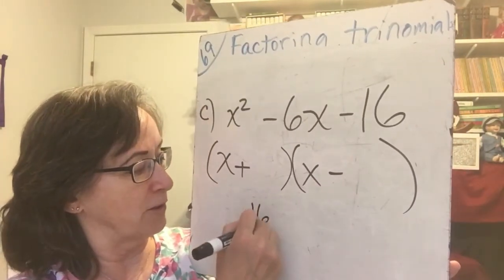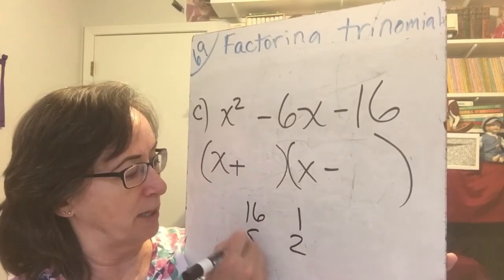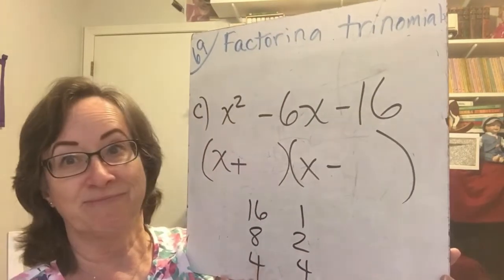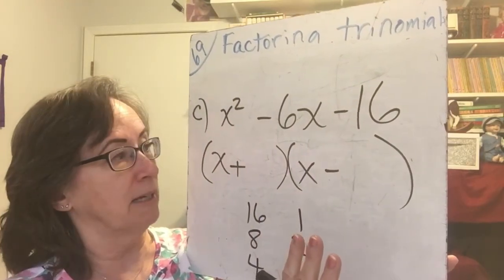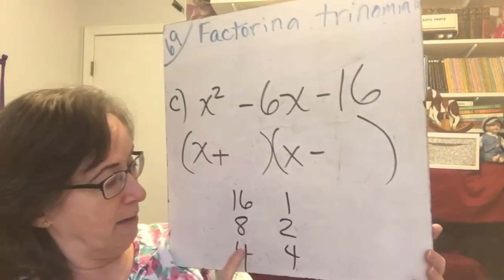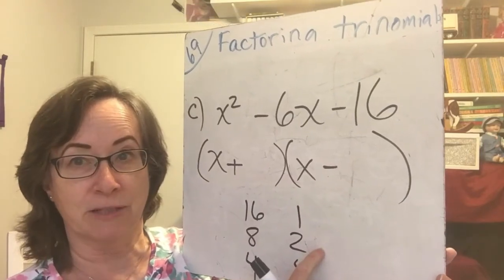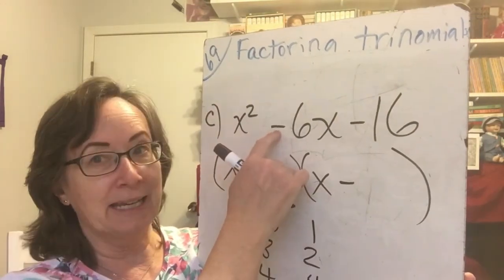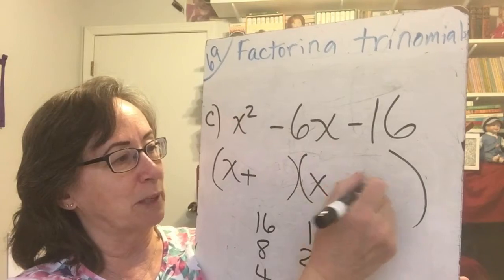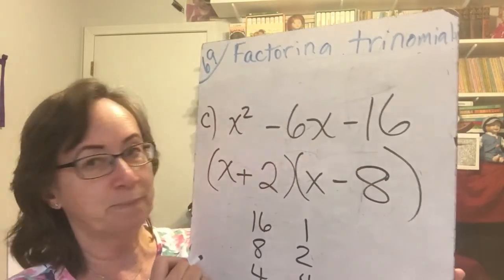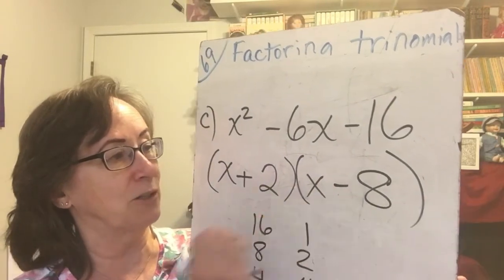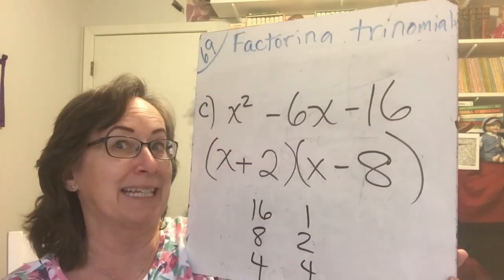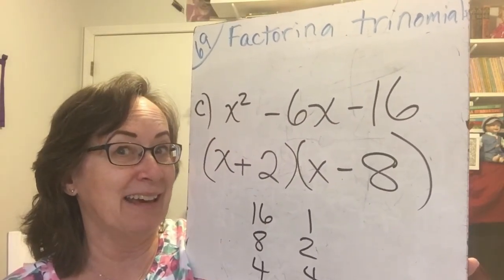16. What are the factors of 16? 16 times 1, 2 times 8, 4 times 4. That's it. Since it's negative, we're looking for a difference of 6. Okay, well, 8 and 2 have a difference of 6. Negative must be the big guy. So we're going to put negative 8, positive 2. 2x minus 8x gives us the negative 6x. 2 times negative 8 is negative 16. And that's how easy factoring is.